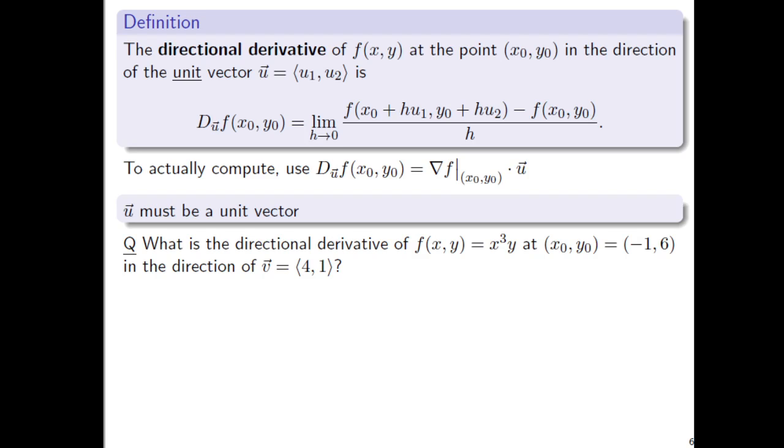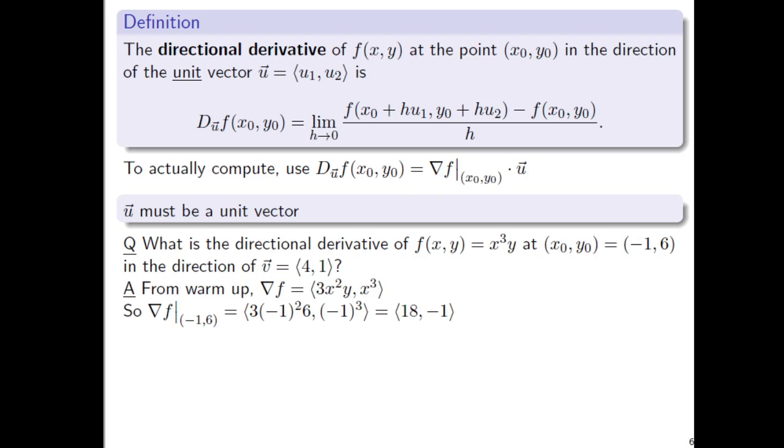So let's actually look at a quick example. What is the directional derivative of f of x comma y equals x cubed y at the point -1 comma 6 in the direction 4 comma 1? So I've called the vector here v instead of u because this vector v is not a unit vector. From the warm-up, we had already computed the gradient, like you see here. We just need to evaluate the gradient at -1 comma 6.